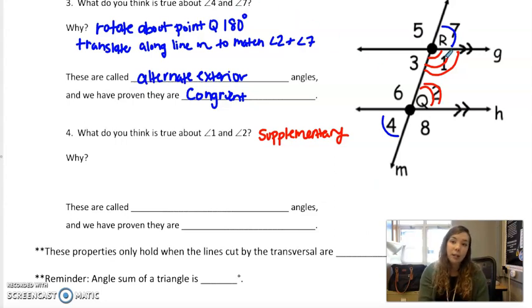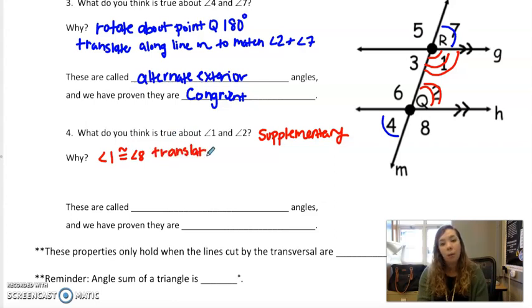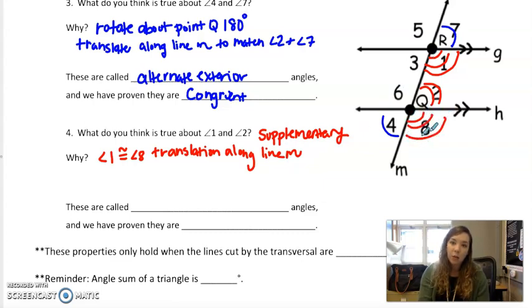I could pretty easily match angle 1 and angle 8. So I think angle 1 is congruent to angle 8 by translation along line M. I could slide that and match it here. And then angle 2 and 8 are supplementary because they're a linear pair.